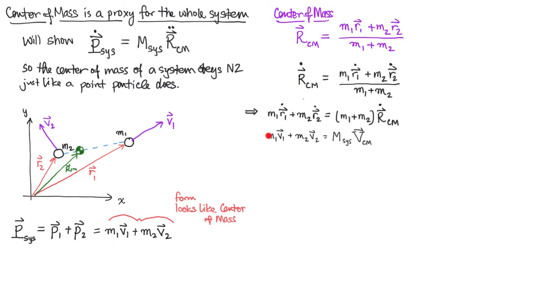We can take this one step further just to represent quantities as velocities instead of time derivatives of positions. So we could say M1v1 plus M2v2 is the total mass, M system, multiplied by the velocity of the center of mass. So let's take this expression and make use of it down here. And when we do that, we find that the total system momentum is simply the total mass of that system multiplied by the velocity of the center of mass of the system.